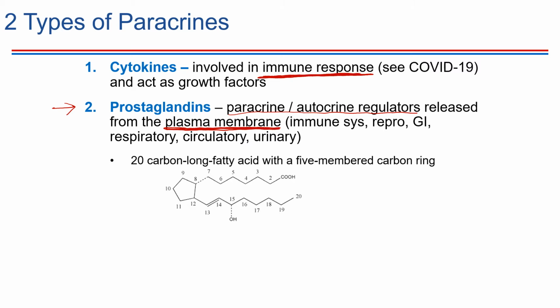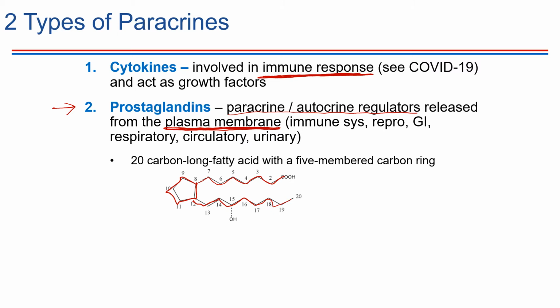They've got this big long 20 carbon long fatty acid chain that in the middle of it is going to have this 5 carbon ring. And so that's kind of what they look like. They almost look like those phospholipids that we saw earlier, except they're just a carbon fatty acid chain.